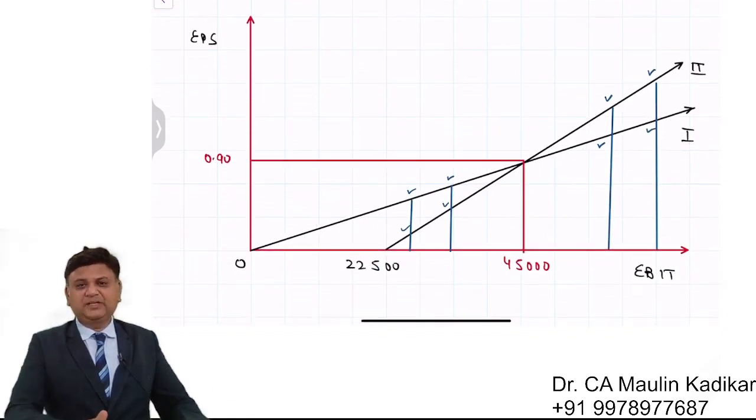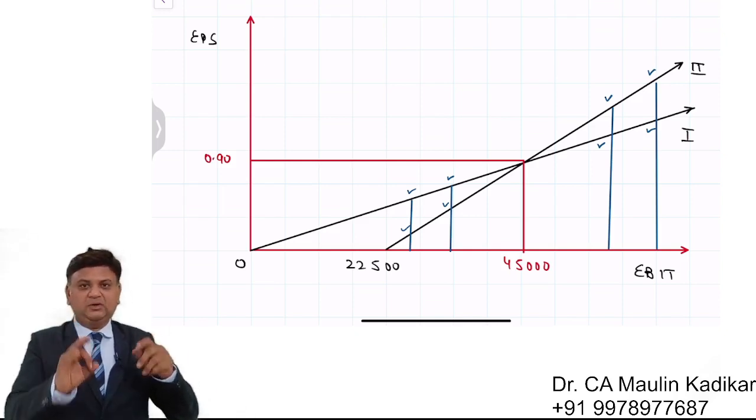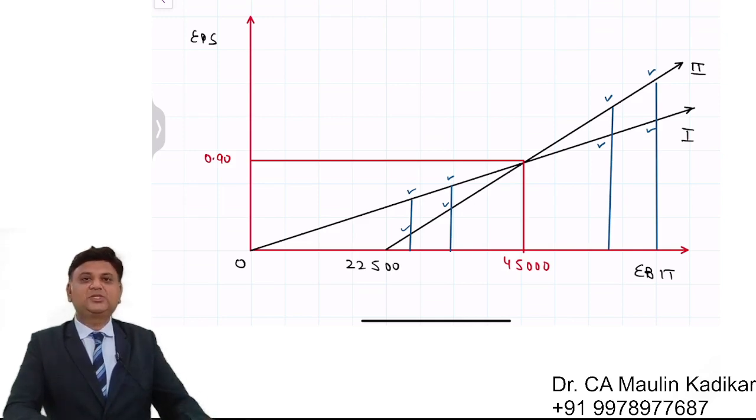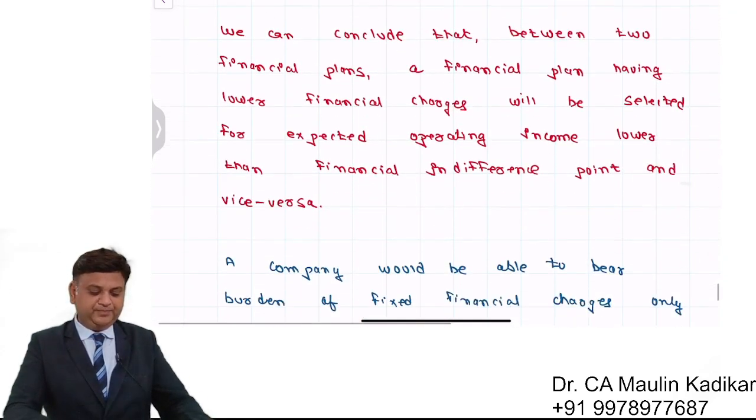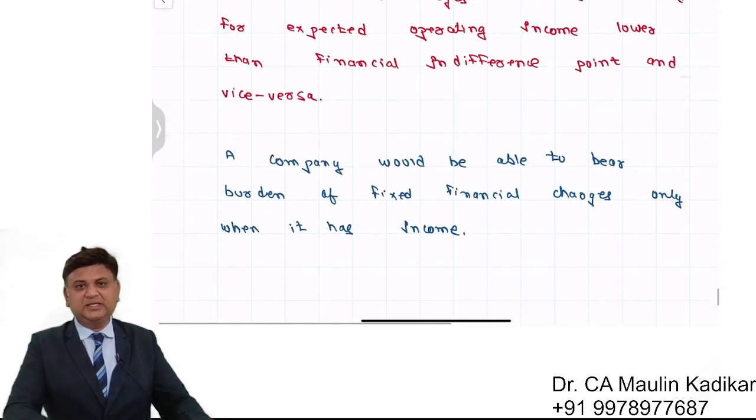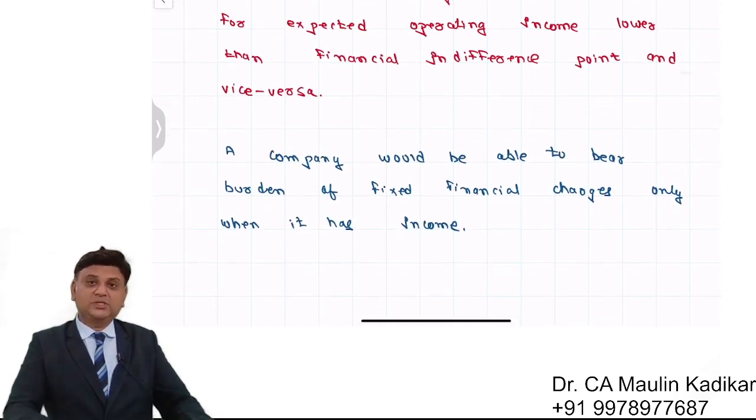Then accordingly, I have explained you this diagram. 45,000 is the level of the EBIT at which EPS of both of them would be same. The starting point of each, financial plan 1 and financial plan 2, is the financial break-even point. For financial plan 1, the break-even point is 0, and for the second, it is 22,500. And as a student, what I think is that this conclusion is most important that you should understand in this question.